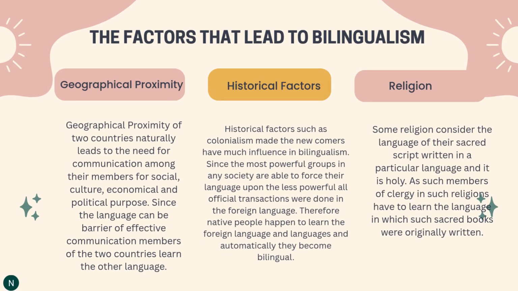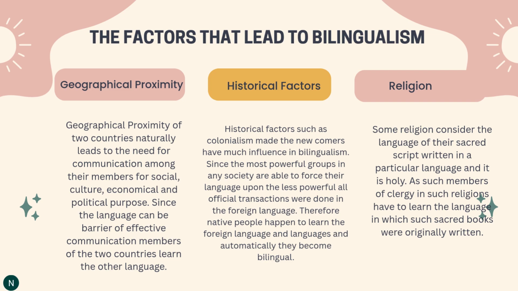The factors that lead to bilingualism. As the factors that affect bilingualism, the following can be given. Geographical proximity. Geographical proximity of two countries naturally leads to the need for communication among their members for social, cultural, economical and political purposes. Since language can be a barrier to effective communication, members of the two countries learn the other language. Historical factors. Historical events such as colonialism made the newcomers have much influence in bilingualism.